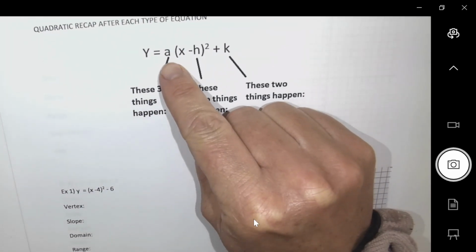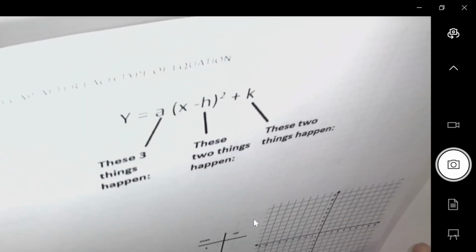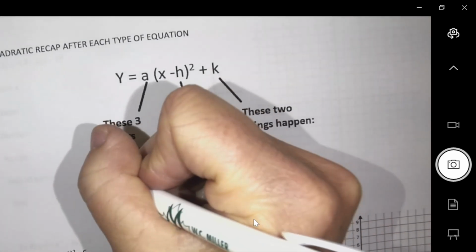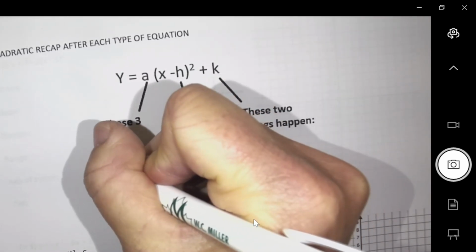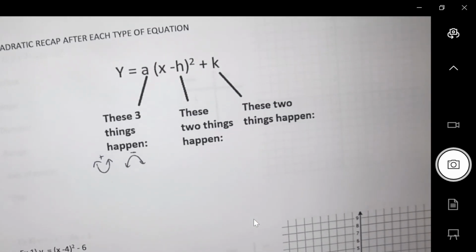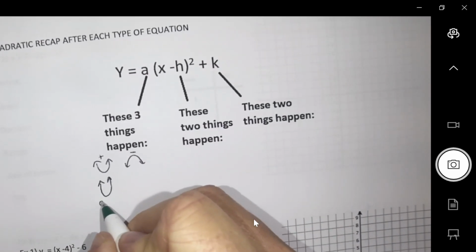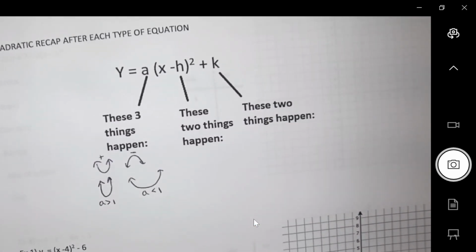So we talked about A being called the slope. And what kinds of things could that tell me? The direction it opens. It could open up or down if A was either positive or negative. That's something A could tell me. Wide or narrow. It would be more narrow if A was bigger than 1 and more wide if A was less than 1.